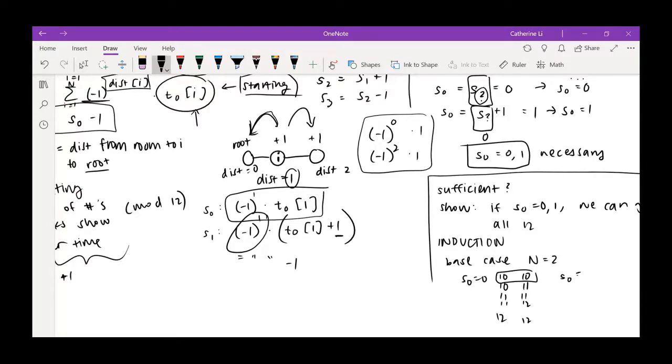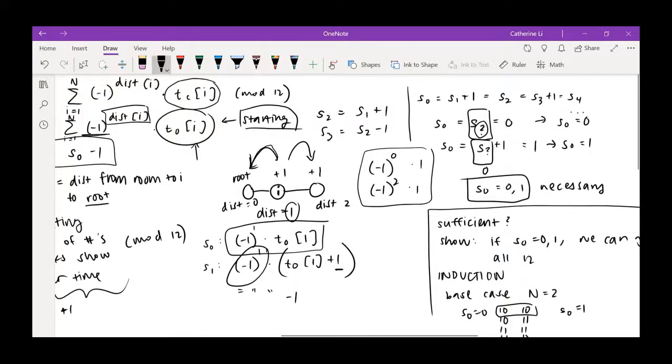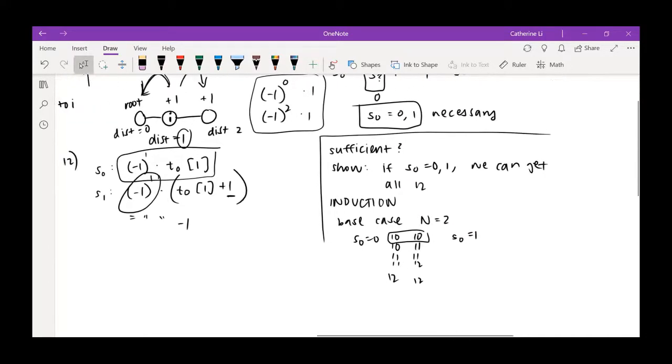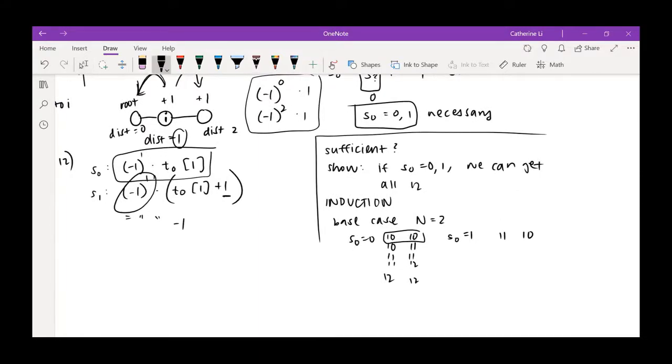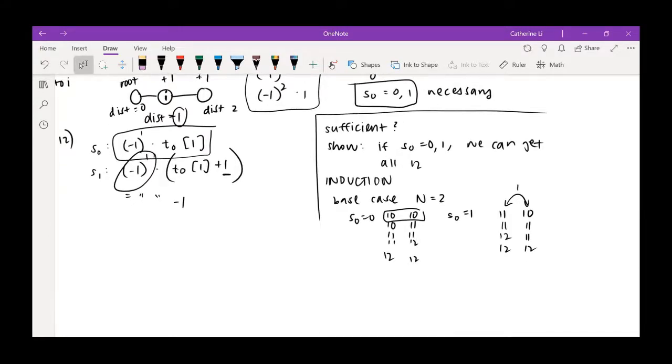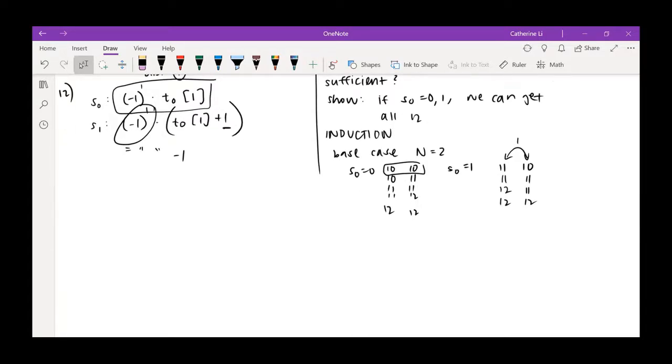This is when S0 is 0. And then when S0 is 1, we're going to have like 11, 10, for example. These two differ by 1. And then we can do 11, 11, 12, 11, 12, 12. So both of these are possible. You can say this rigorously, but I think this is pretty easy to see.